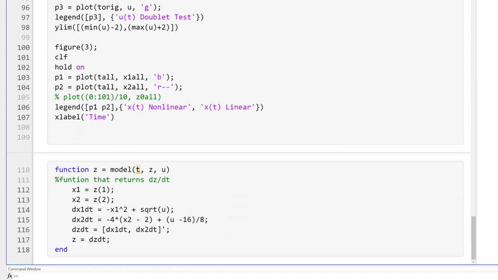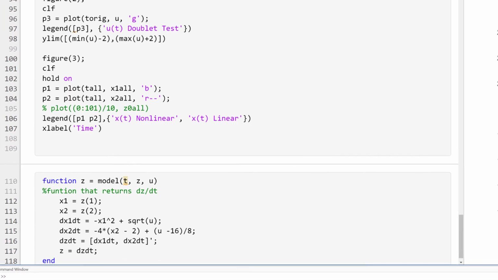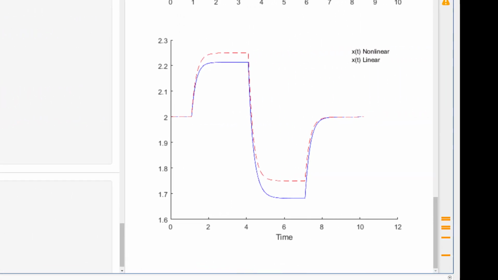Our function returns two models, both the actual model, which is nonlinear, of -x squared plus radical u, and our linearized model with dx2 dt, which is -4 x minus 2 plus u minus 16 over 8. After creating a figure and saving our results, we can observe the differences between our linearized model and our nonlinear model.